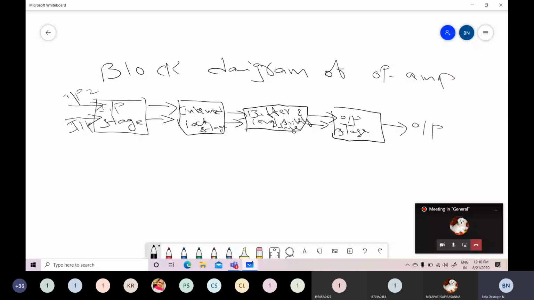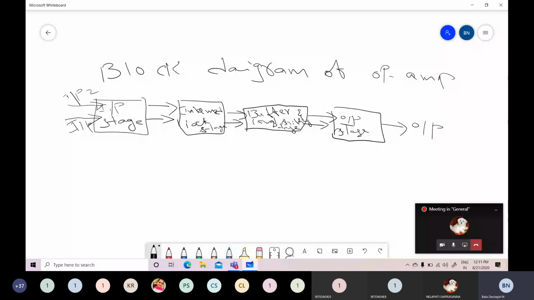So as we know that op amp has high voltage gains. In order to achieve the required amount of voltage gain, in the intermediate stage also we will be using the differential amplifiers. So after that we have the buffer and level shifting stage.